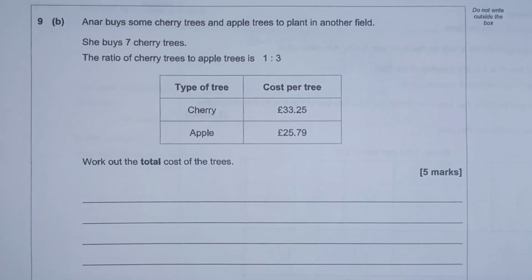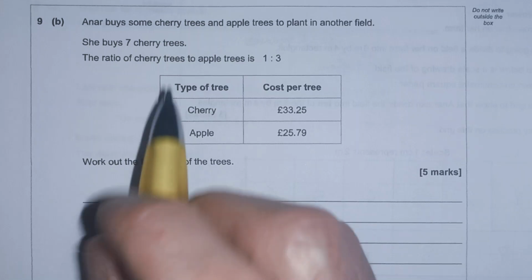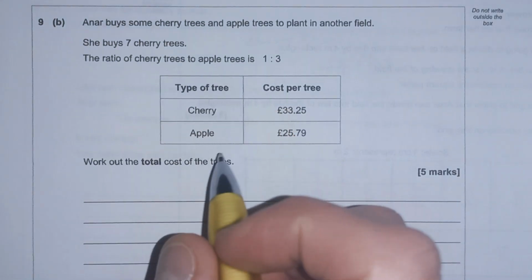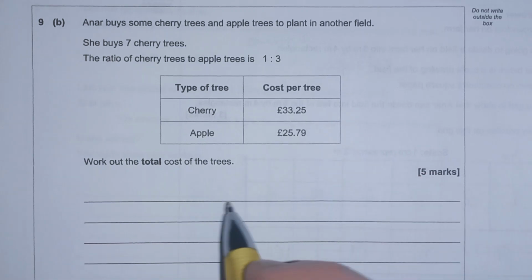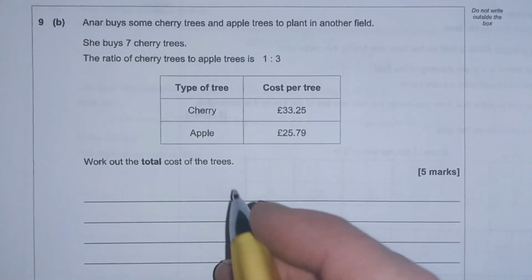(9b). Anna buys some cherry trees and apple trees to plant in another field. She buys 7 cherry trees. The ratio of cherry trees to apple trees is 1 to 3. So for every 1 cherry tree she buys, she's going to buy 3 apple trees. This is the cost of each type of tree. Work out the total cost of the trees.